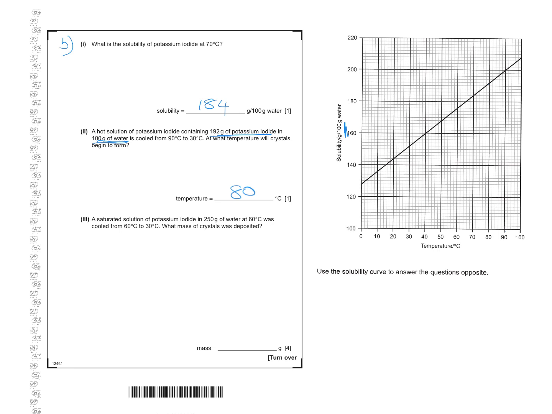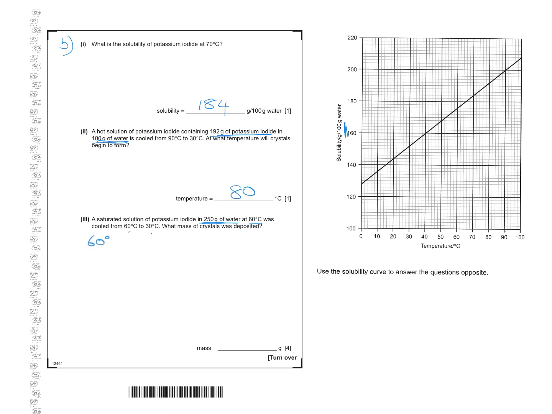Part 3. A saturated solution of the iodide in 250 grams of water at 60 degrees was cooled from 60 to 30. What mass of crystals was deposited? Now remember, the solubility curves are always per 100 grams of water, so you've got to work that out first. So work out the mass that's required to saturate it at 60 degrees C and 30 degrees C. This is a saturated solution, so you have to work out the solubility values at 60 and 30 degrees C.